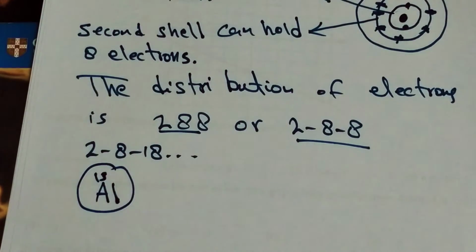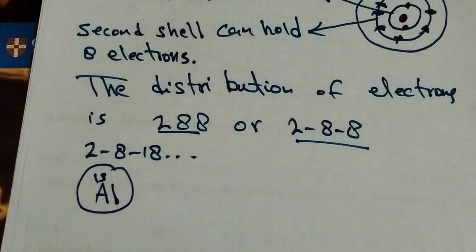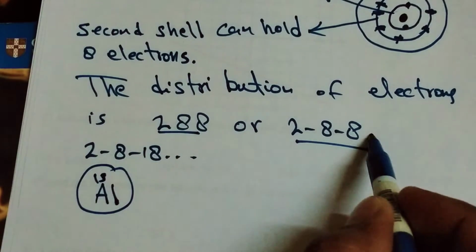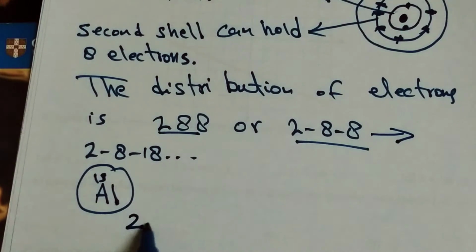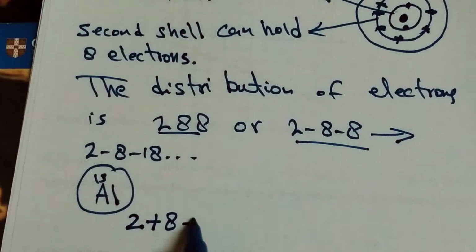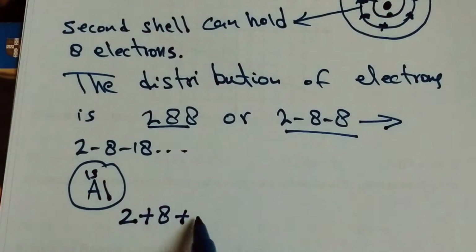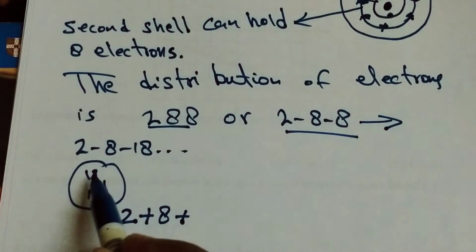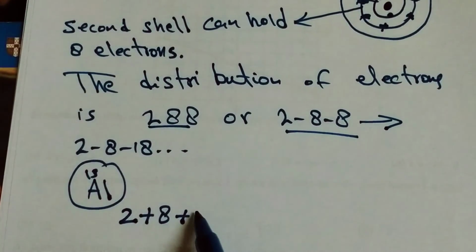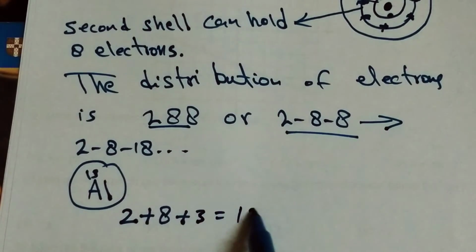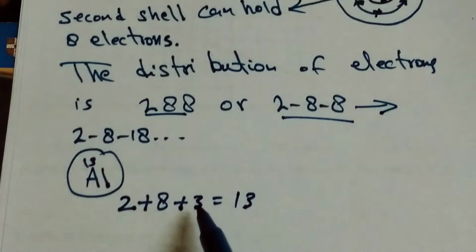So what is the distribution first of all, my dear? As I told you, we will use this way. Start from 2 plus 8. 2 plus 8 how much? 10. So 10 plus 8 I cannot write, because it will be 16. We need 13. So 2 plus 8 plus 3 is equal to 13. This will be the distribution.